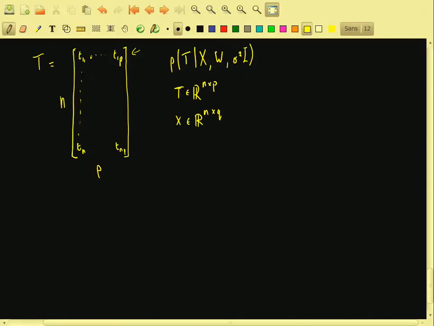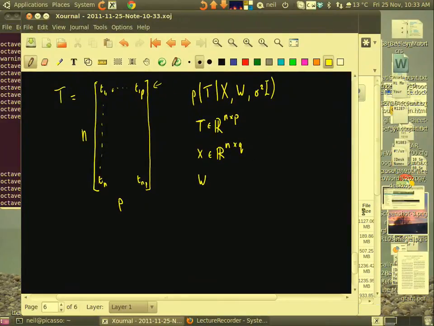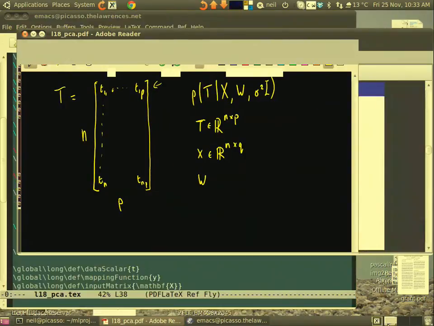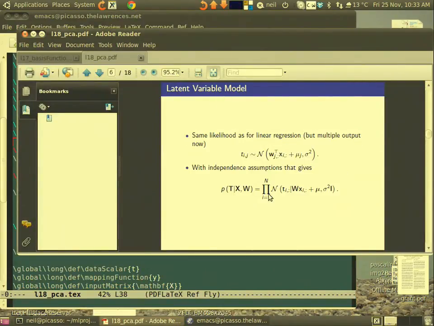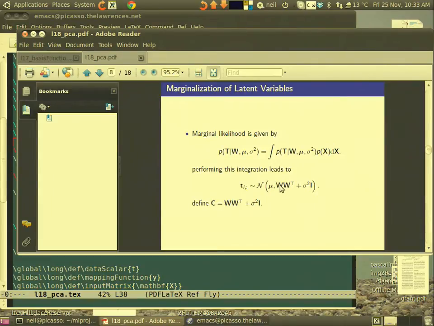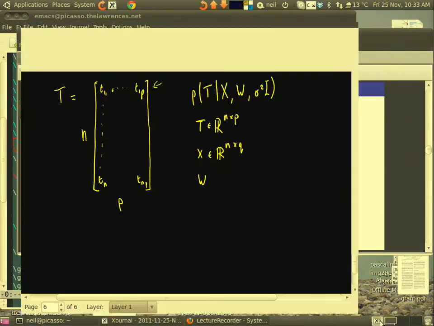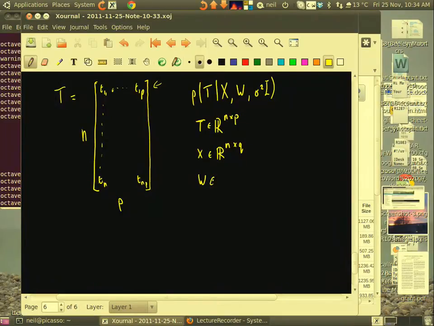Okay, so W, on the other hand, I think I can work this out, but let me just double check which way around we define W so that I don't make you write down something that's wrong. So W must be, because T is p-dimensional, W must be P times Q. Yeah. Sounds right. Oh, this stuff about this big funny R just means it's in the real numbers.